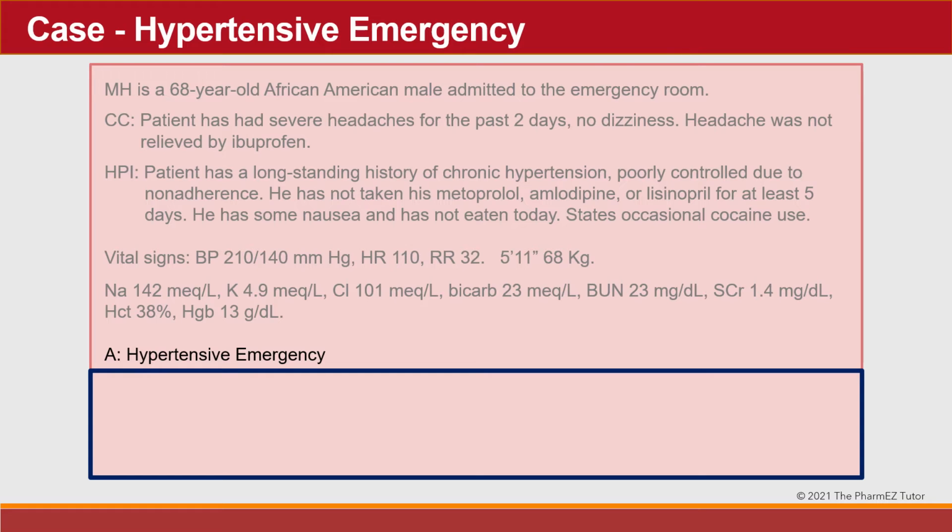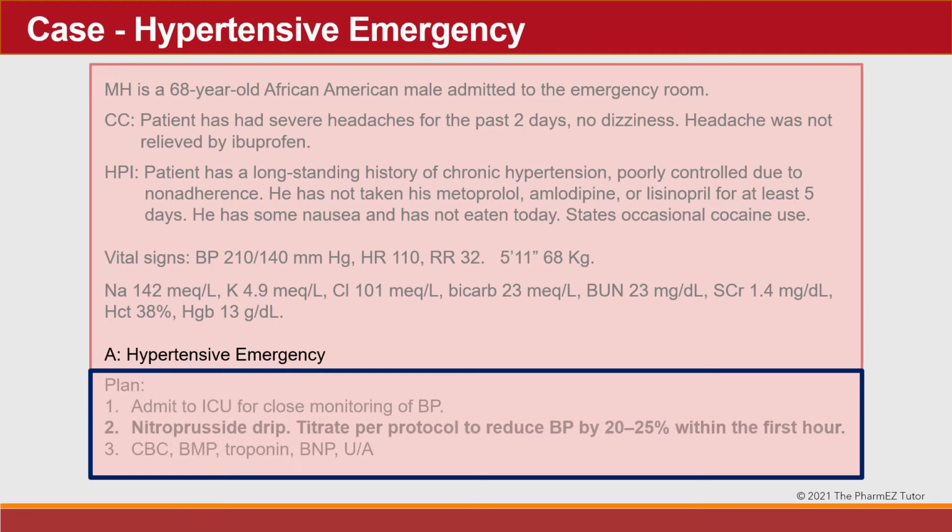So with the diagnosis of hypertensive emergency, the plan is to admit MH to the ICU for close monitoring of blood pressure. Nitroprusside drip is ordered to titrate per protocol to reduce blood pressure by 20 to 25% within the first hour. CBC, BMP, troponin, BNP, and urine analysis are also ordered. So now that MH is to start receiving nitroprusside drip, let's talk more about this drug.